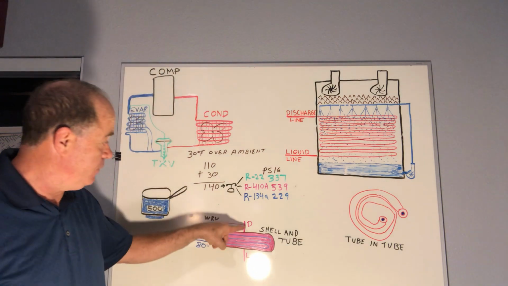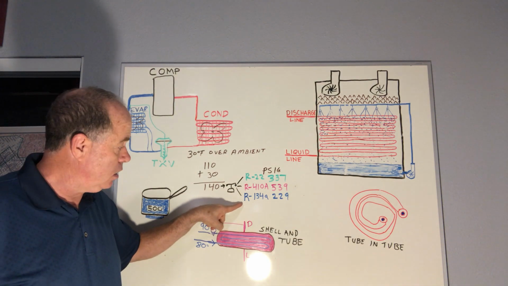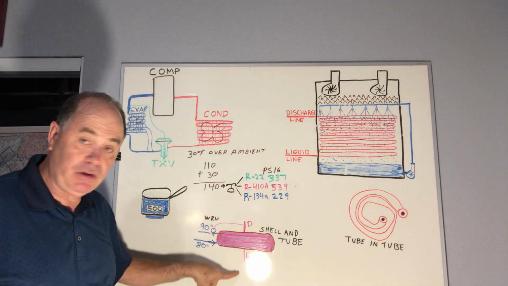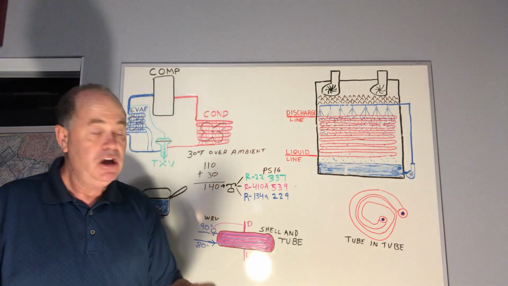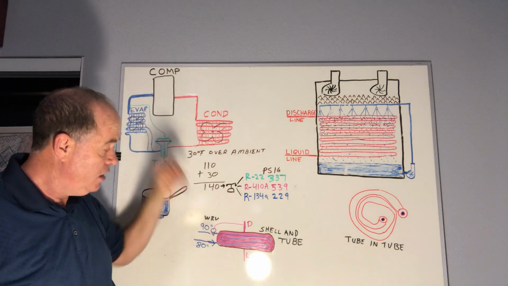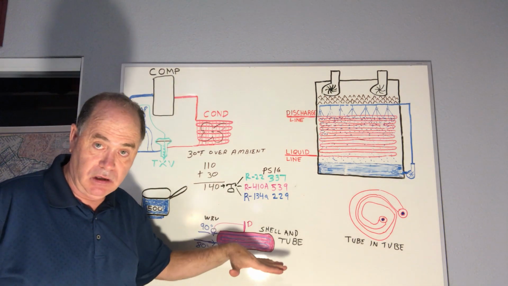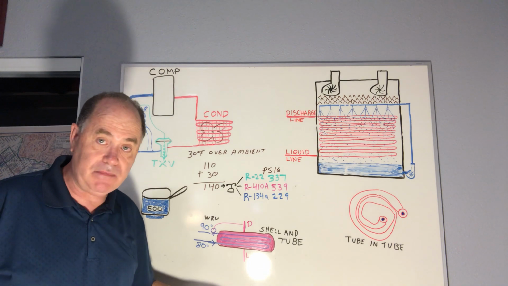And coming off the discharge line, this would be the discharge line for our shell and tube condenser, and coming out the bottom, like any condenser, whether it's air-cooled or water-cooled, you have the discharge line at the top, and then the liquid falls to the bottom, and the liquid line comes out the bottom.